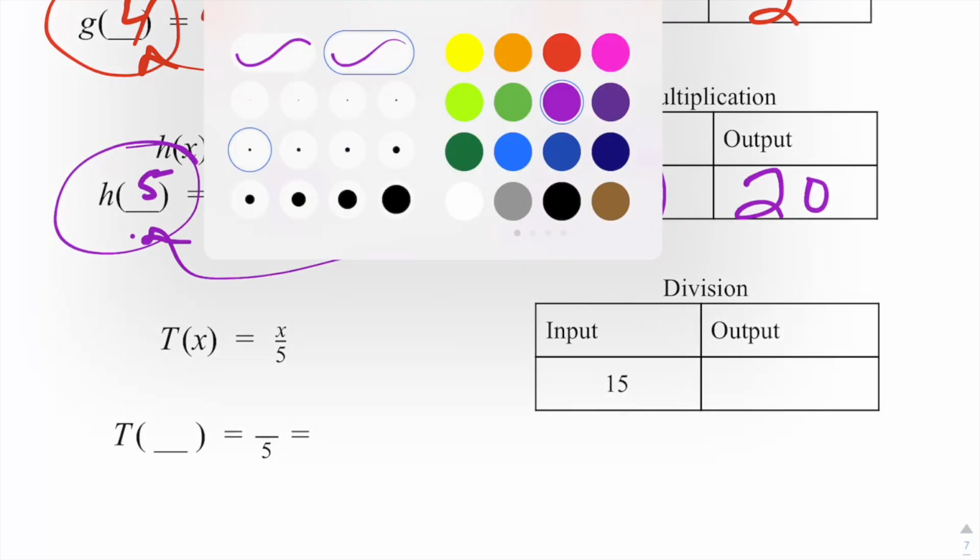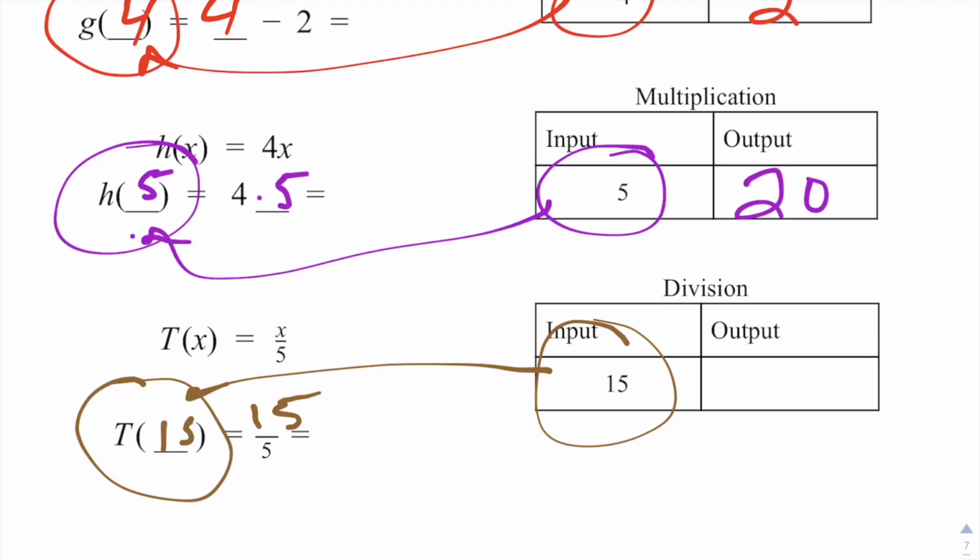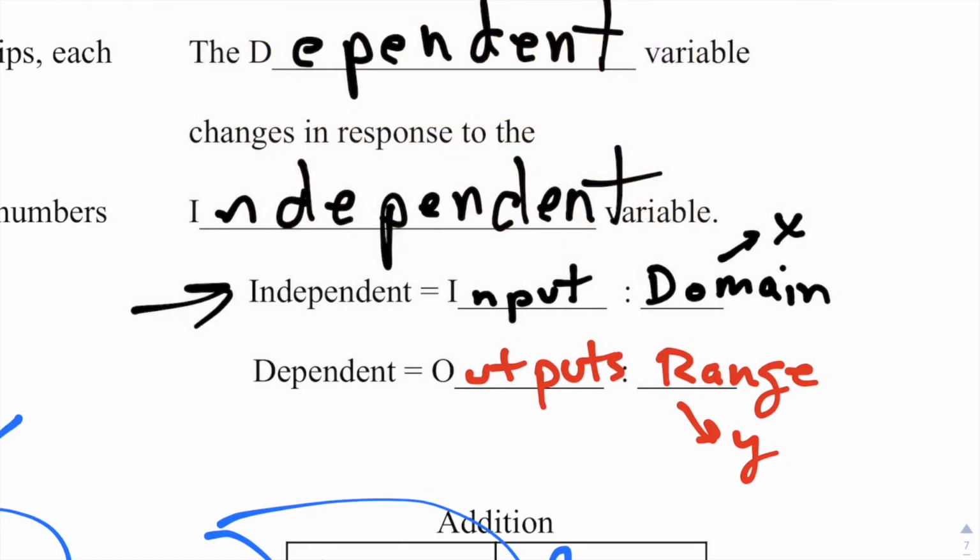And then lastly, with division, we take our input 15 and we put it anywhere we see x. So this is saying the function t evaluated at 15, so we get 15 divided by 5, which gives us an output of 3. So just to be clear, independent variables are our inputs, which are our x values, which belong in our domain. And our dependent variables are our outputs, which are y values, which belong in our range.